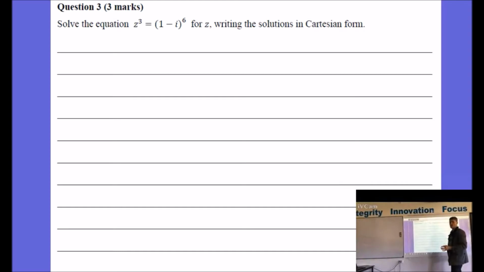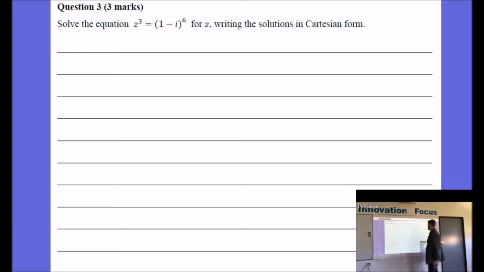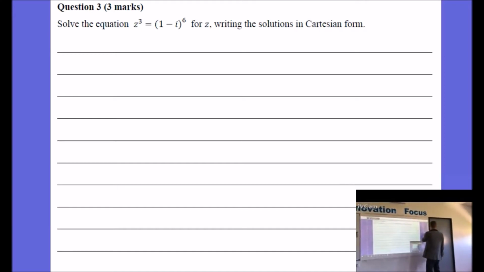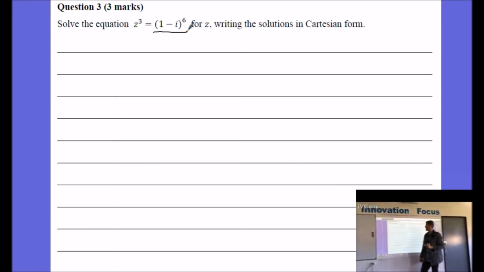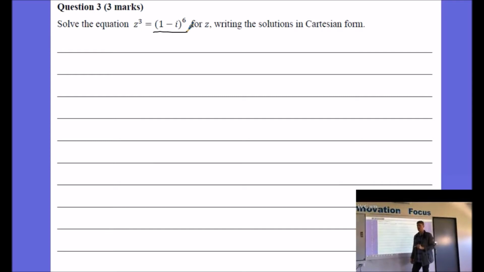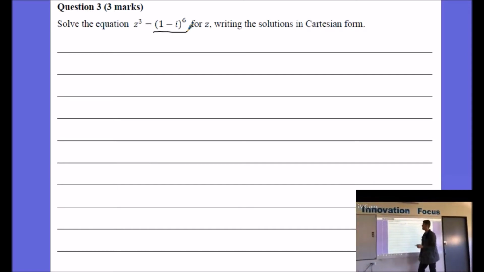Okay, so our next question. Solve this equation, it's a complex number equation, z cubed is equal to this (1 minus i) all to the power of 6 for z, and we've got to write the solutions in Cartesian form. Okay, well there's two parts to this. The first part is we want to be able to simplify and evaluate that right hand side, and then set it up in polar form, ready to solve this complex root problem.